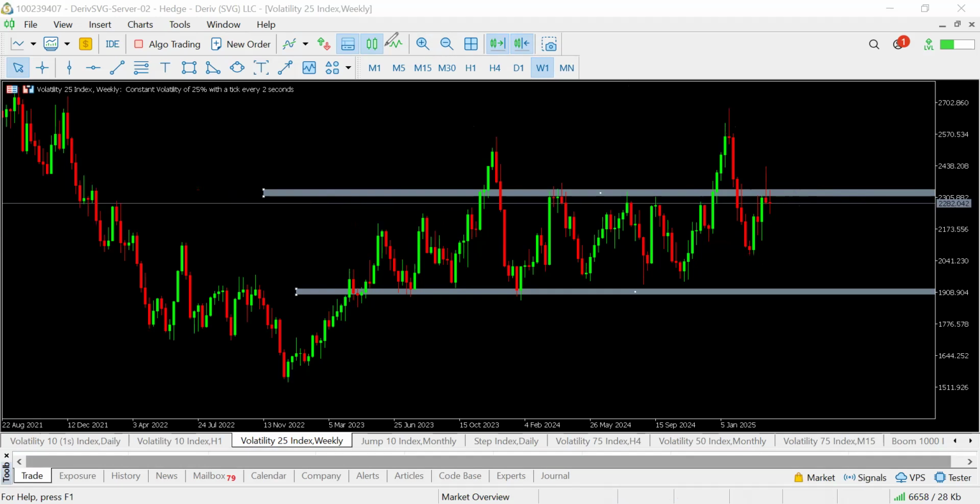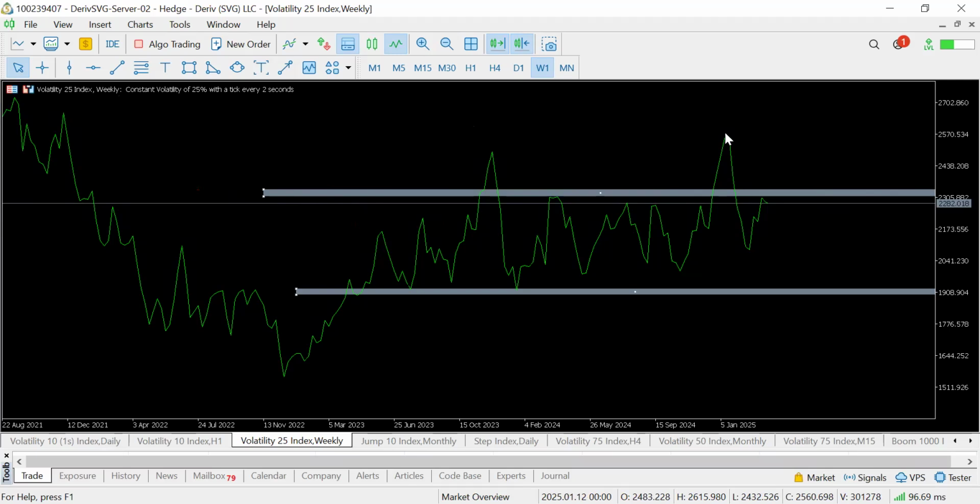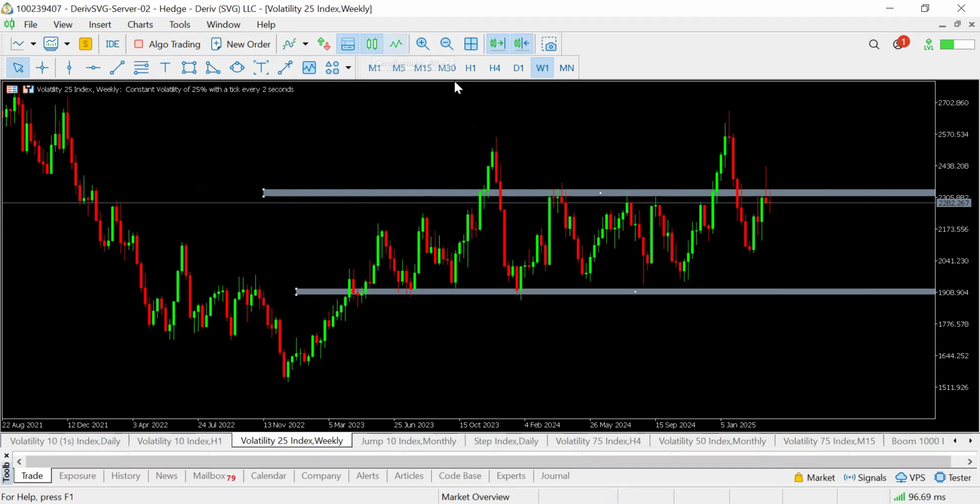But if we go back to the line chart, we can also spot here that there is like a W. So there are a few things that can happen. We can see already that there was a big rejection from this key zone, and the rejection was into this space.